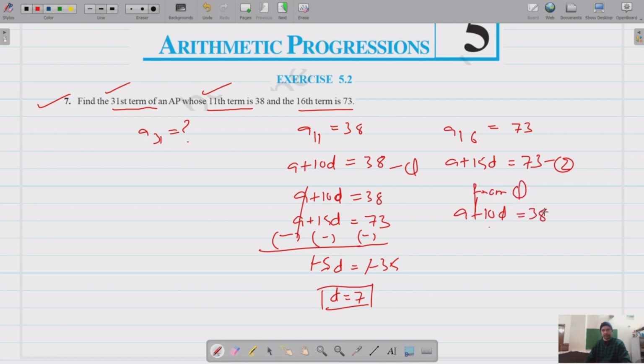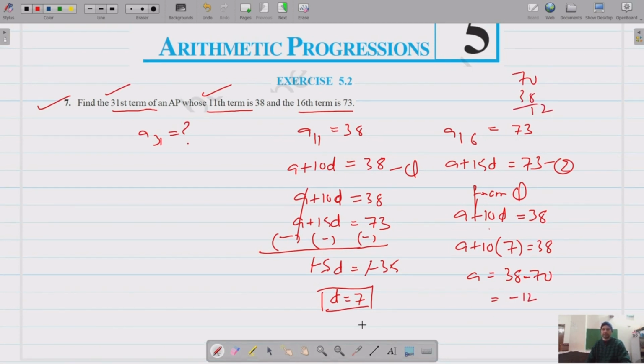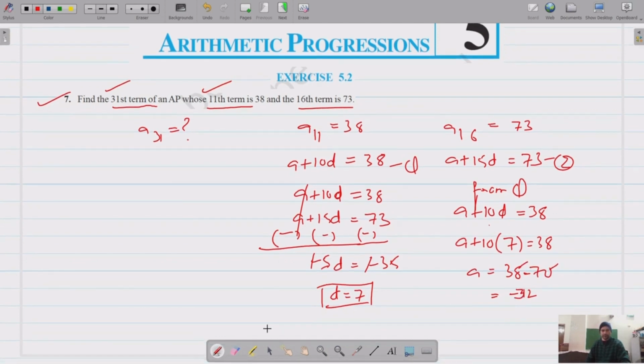So d is 7, which means from equation 1 we can get a. So it's a plus 10 into 7 is equal to 38. So a is 38 minus 70, which gives us 70 minus 38 is 32, so negative 32. So a is minus 32.